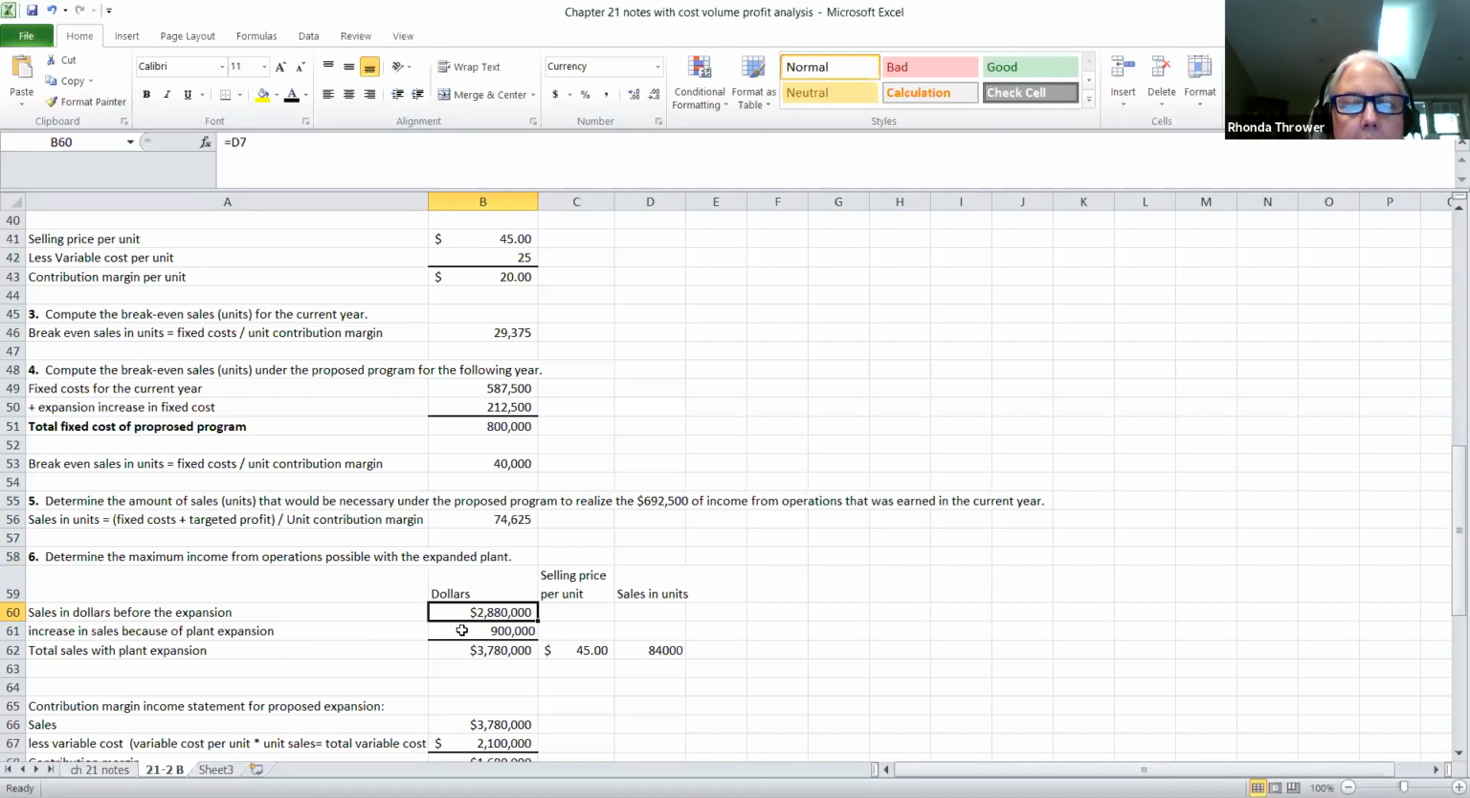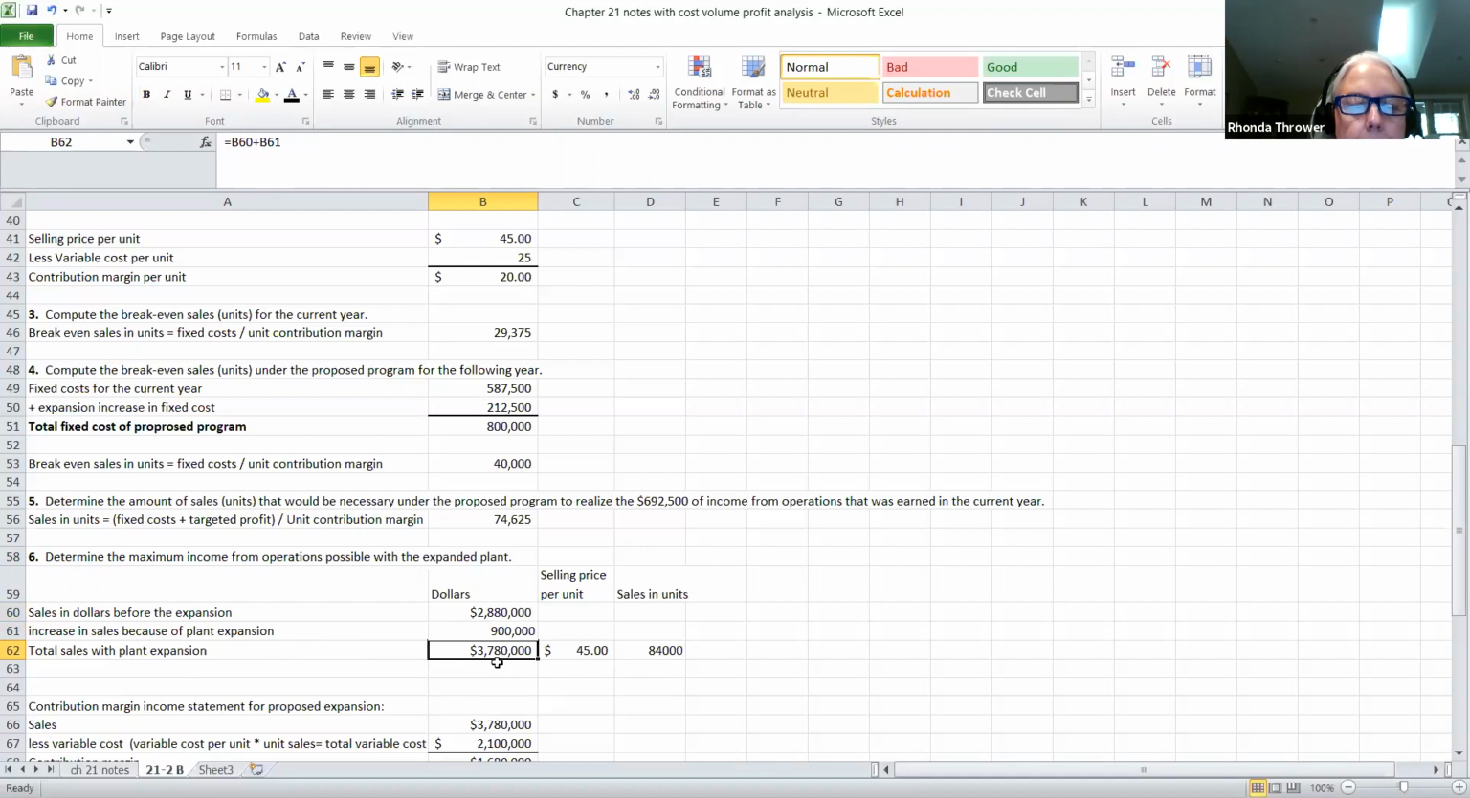$2,880,000. They gave us the figure of 900,000 as an increase in sales that they think they're going to have because of this plant expansion. So the total sales dollars is $3,780,000 with the plant expansion.